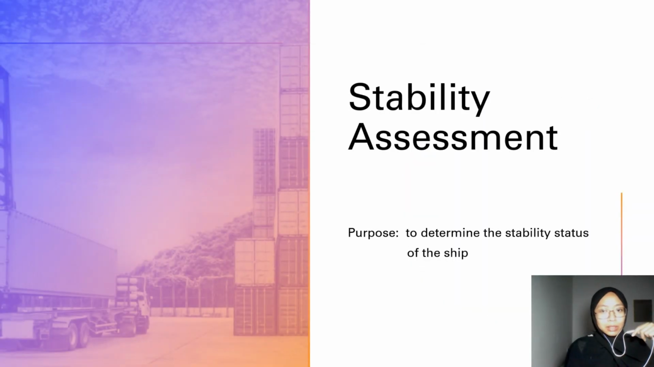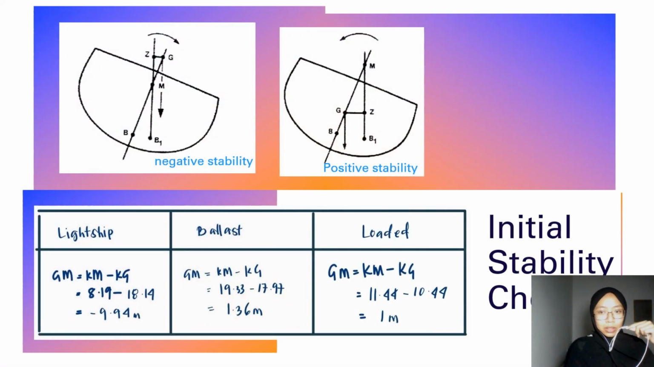So the next part is the stability assessment of our ship. The purpose is to determine the stability status of the ship. The first one is the initial stability check for three conditions of our ship, which are light ship, ballast, and loaded, to check the possibility of the ship to capsize. The first one is light ship, for which we calculate the value of GM and get negative 9.94.